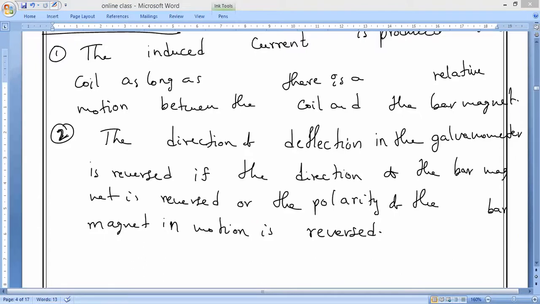So this is all about demonstrating electromagnetic induction by using a coil and a bar magnet. So hope you all understand. Anybody having any doubt here, you can ask.